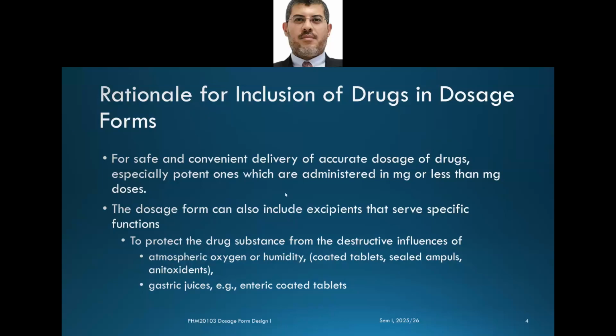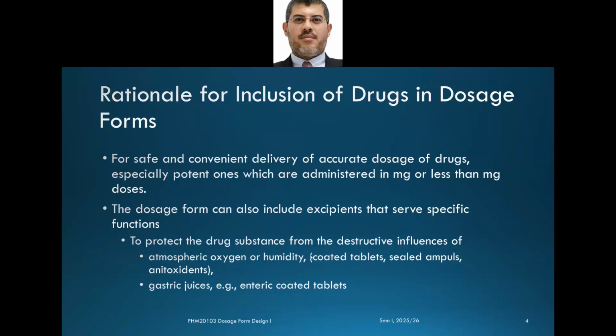The dosage form can also include excipients that serve specific functions. So I make it in a form, and this form usually needs the addition of excipients to serve specific functions. Now we talk about the functions of excipients. What are the functions that excipients will perform? First, they can protect the drug substance from destructive influences of many factors like atmospheric oxygen or humidity. So if some drugs can be easily oxidized, and then means that they will be degraded, they will not be stable during that storage. I can add some excipients like antioxidants that will protect them from oxidation.